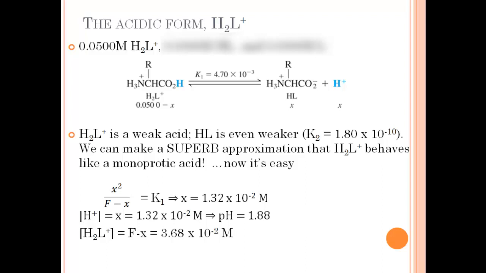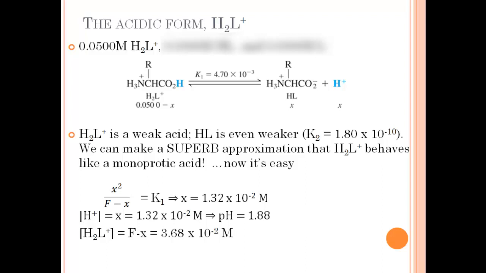With those two numbers, you can actually make a really cool approximation saying that H2L behaves like a monoprotic acid. Why can you do that? Because you know what the K1 is. It's really small, to begin with. It's a lot smaller than that 0.0500, which is the formal concentration of that weak acid. But like I said, look at the K2. It's ginormously smaller than the K1. So really, it doesn't really dissociate at all. So for that reason, you can make that approximation that it just acts like a monoprotic acid.